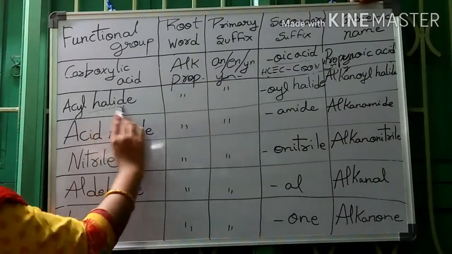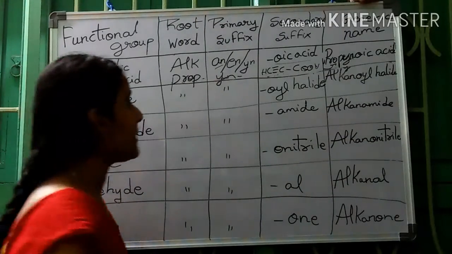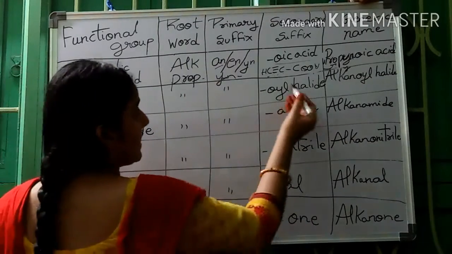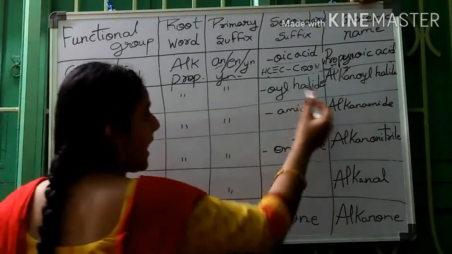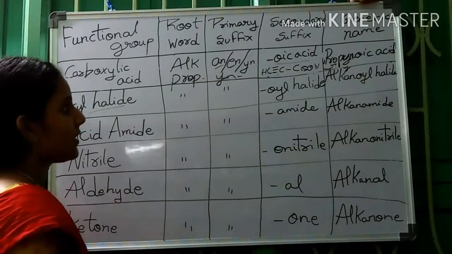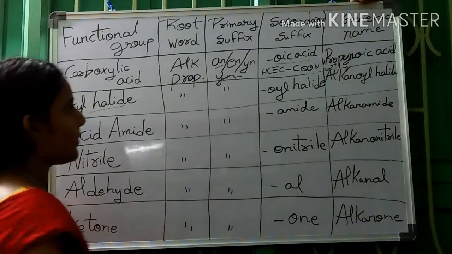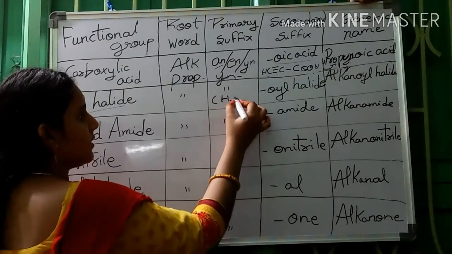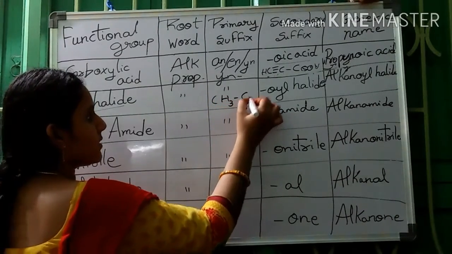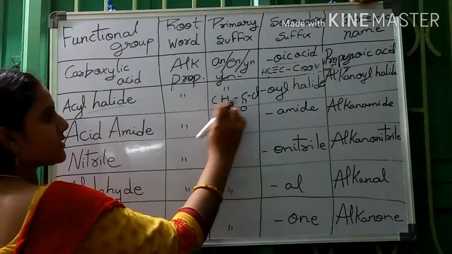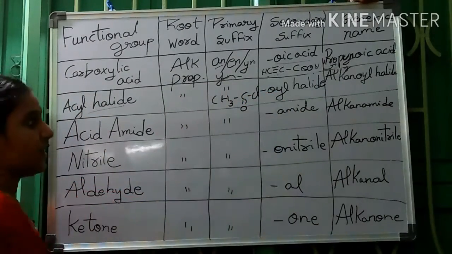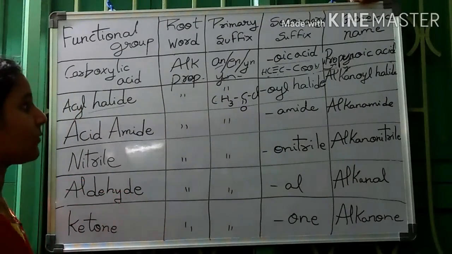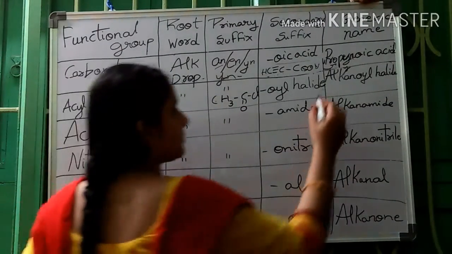Similarly, for acyl halides, it is the same for all of these. The secondary suffix would be oyl halide. That is, take an example of CH3COCl. CH3COCl. Number of carbons present is 2. So, the root word would be eth.